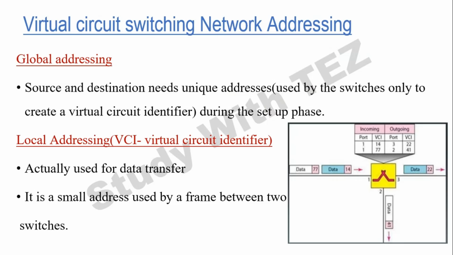So this is a very small address which is used by a frame between any two switches. If you can see here, it has VCI 77, 14. Likewise, depending on the VCI and the port, it will decide which output port to go to and what will be the next VCI of it. Suppose data with VCI 14 is coming through port 1, then it has to change the VCI to 22 and send it via port 3. This is what this port table will talk about.